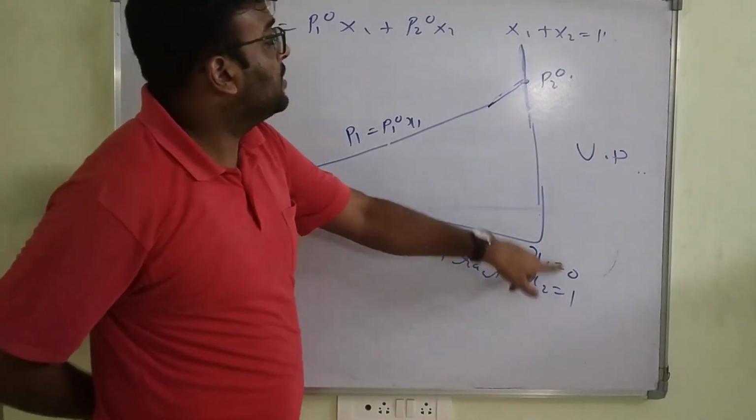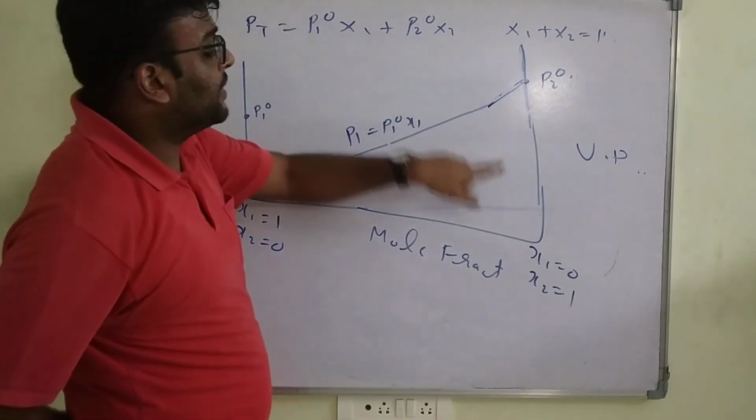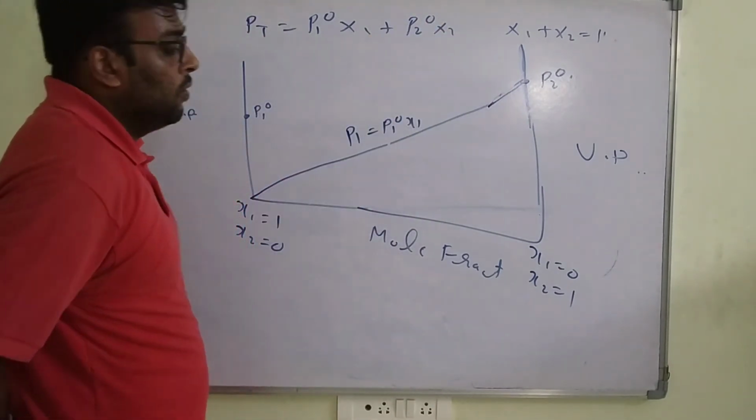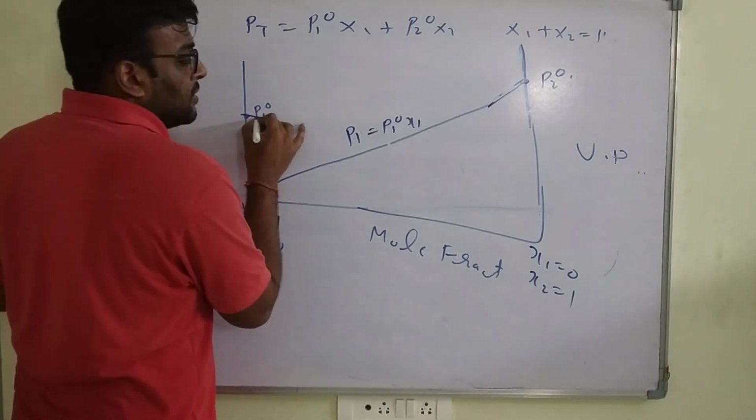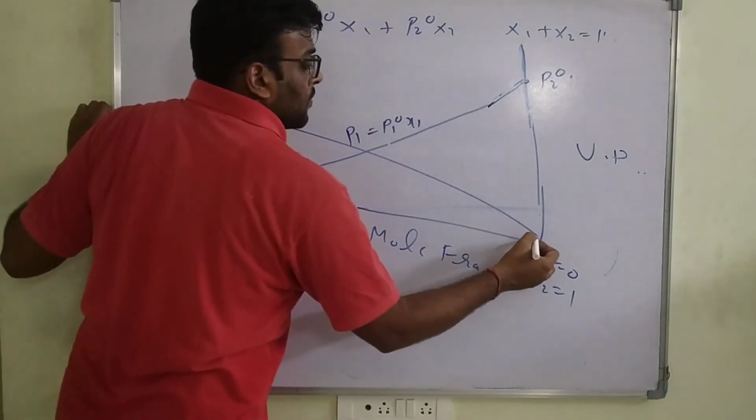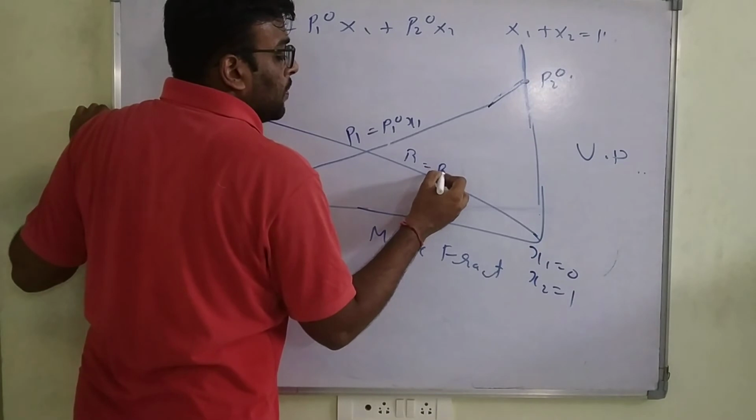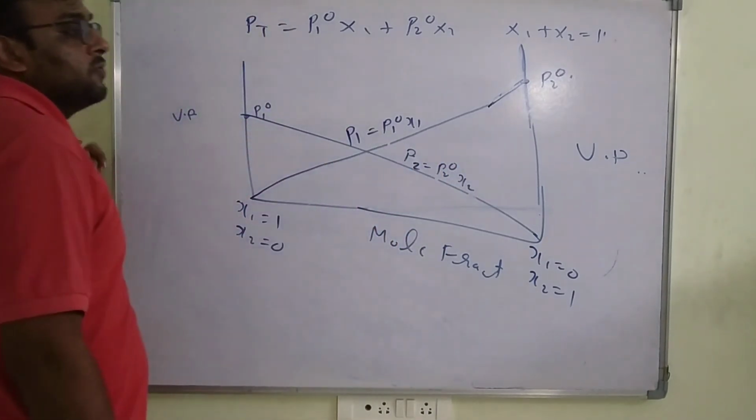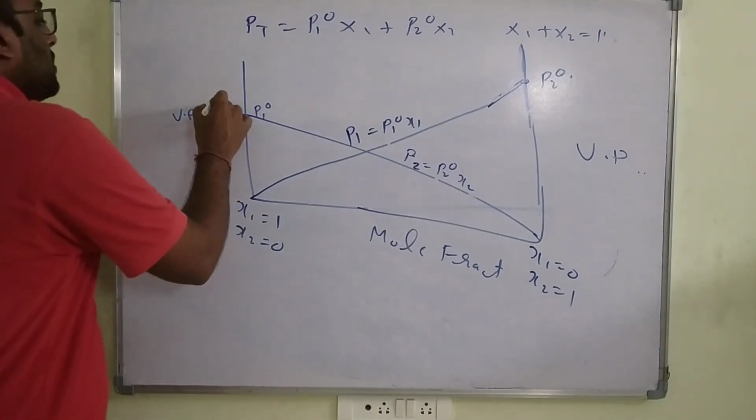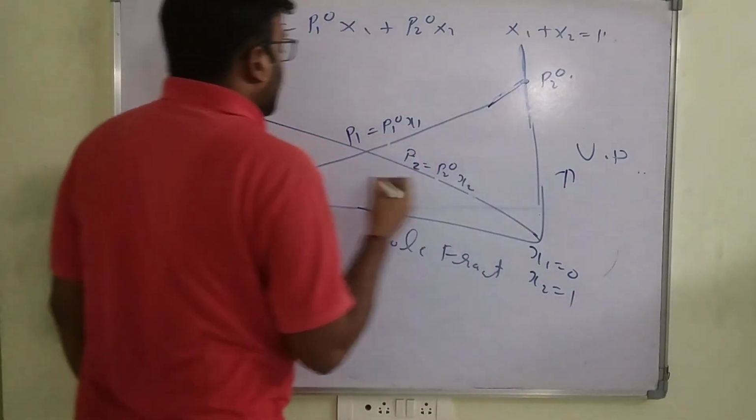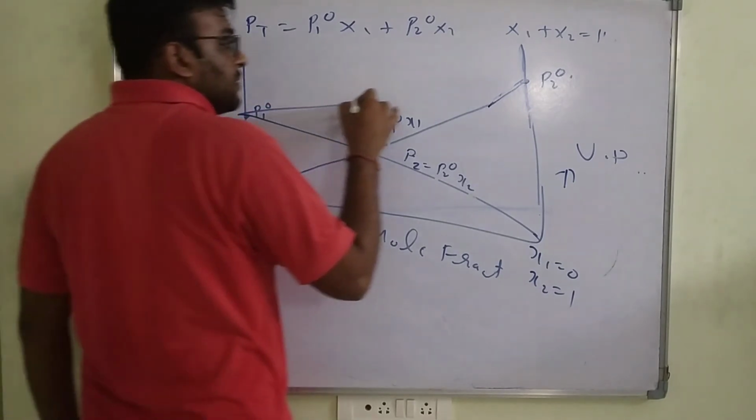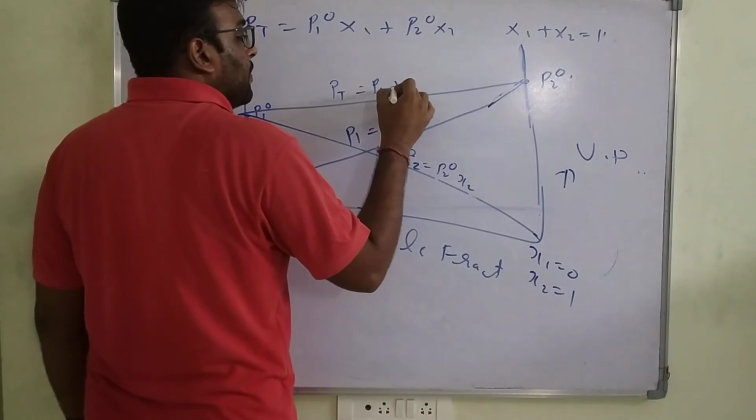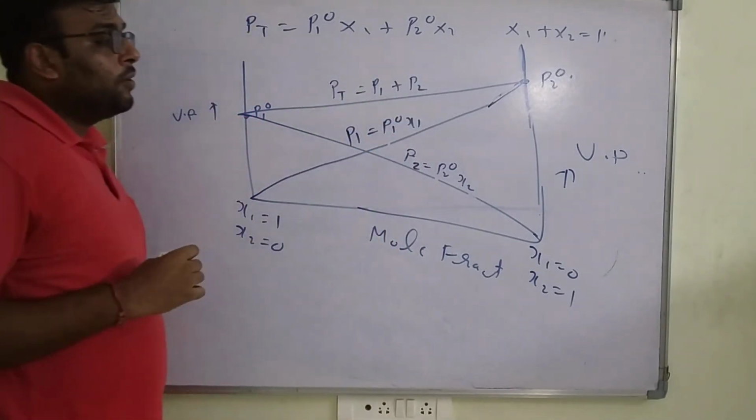Here x1 is 0 and x2 has a value of 1. As x1 decreases, the graph goes in this direction. P2 is equal to P2 naught x2. In this one, the graph is like this. And for the overall total, we can make the peak-to-peak line in this way. P total is equal to P1 plus P2. Are you getting my point?